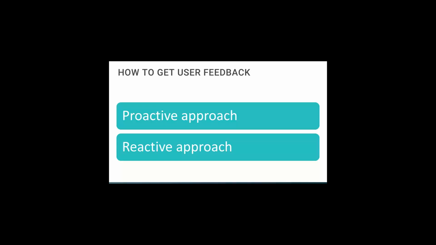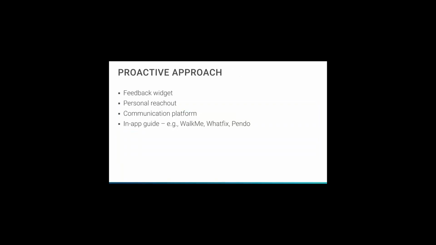So there are two main ways in which you can get user feedback. The first way is the proactive approach, and the second way is the reactive approach. So I'll cover the proactive approach first. So we may think, there are lots of ways to do this.